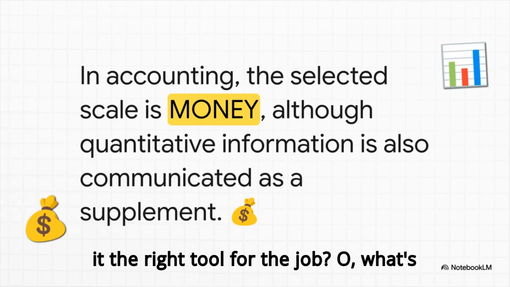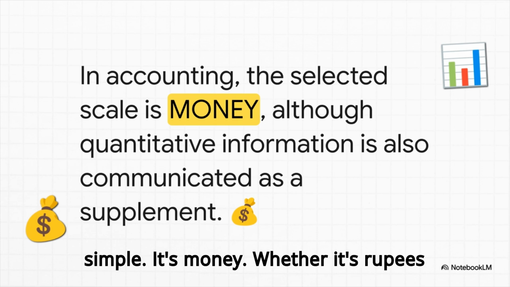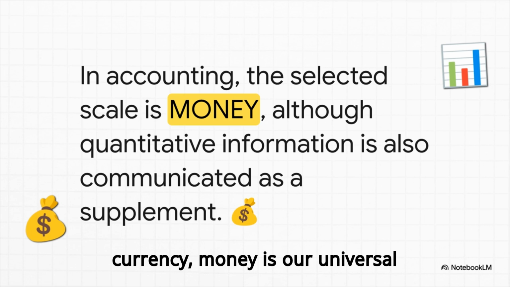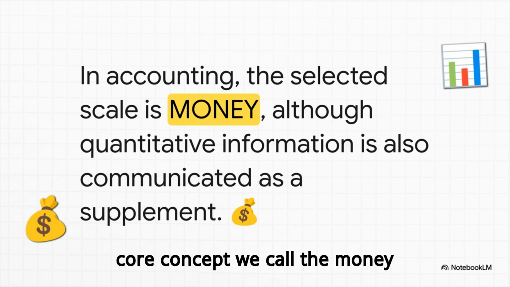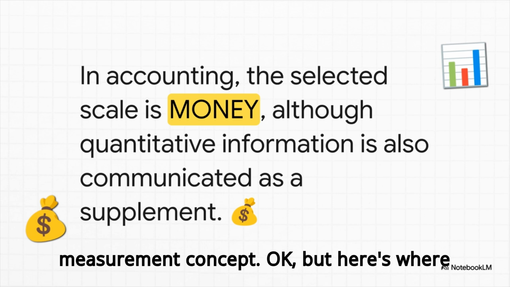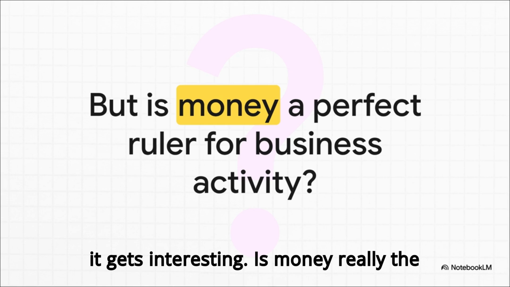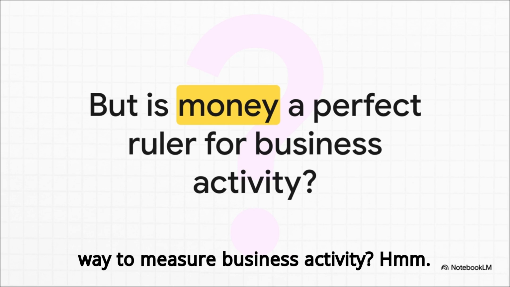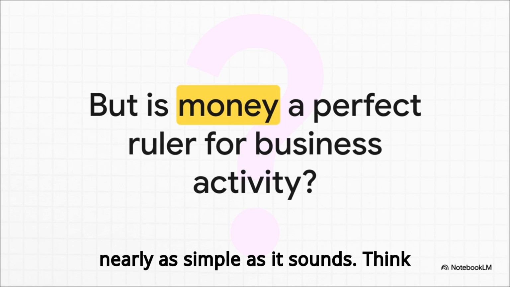So, what's our scale in accounting? It's pretty simple. It's money. Whether it's rupees in India, dollars in the US, or any other currency, money is our universal yardstick. This is a big deal. It's a core concept we call the money measurement concept. Okay, but here's where it gets interesting. Is money really the perfect ruler? Is it a stable, unchanging way to measure business activity? Let's dig into that, because it's not nearly as simple as it sounds.